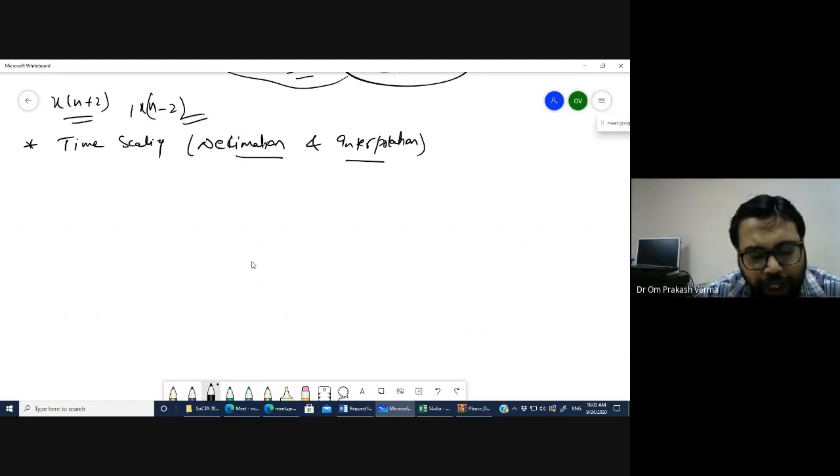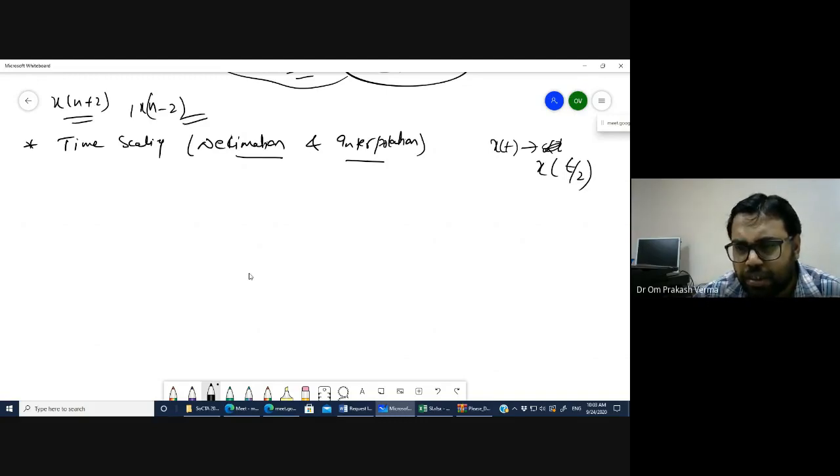In the case of a continuous time signal, we have seen the expansion of the signal. Let's say when we write x(t), we shift it by x of t minus t by 2. Then we have seen the signal is reducing, and if you write x(2t), then the signal is expanding, right? So in this case, the decimation has occurred and the interpolation has occurred.